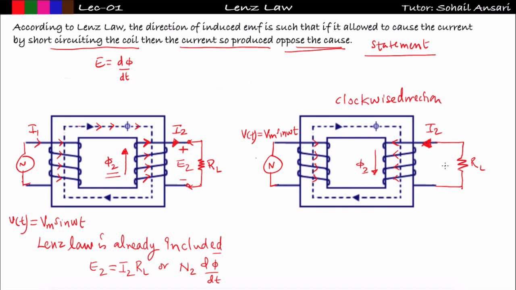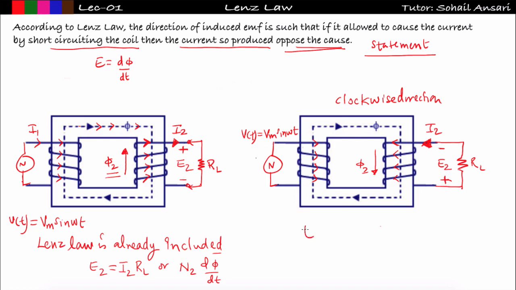Means the direction of I2 we have assumed is not the correct direction. According to Lenz law, the direction of I2 is such that it should oppose the cause. But according to this direction, I2, the phi 2 is aiding the main flux. It is not opposing. That means the actual direction of current is not like this. Now see, according to this current direction, the polarity of the EMF induced across it will be something like this, from minus to plus.